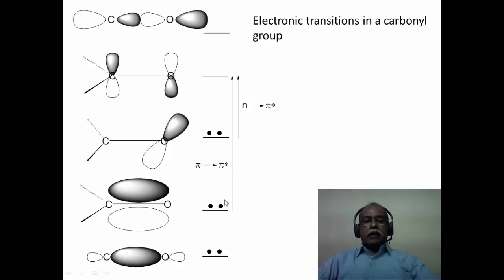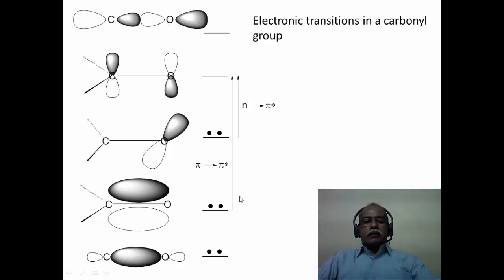The transitions are diagrammatically represented here. This would be the sigma of the carbon-oxygen single bond, and this would be the pi molecular orbital of the carbon-oxygen bond, and this would be the lone pair of electrons on the oxygen, one of the lone pairs of electrons on the oxygen, which corresponds to py in this particular case. And this will be the pi star molecular orbital of the carbonyl functional group, and finally the sigma star molecular orbital of the carbon-oxygen single bond in this particular case.